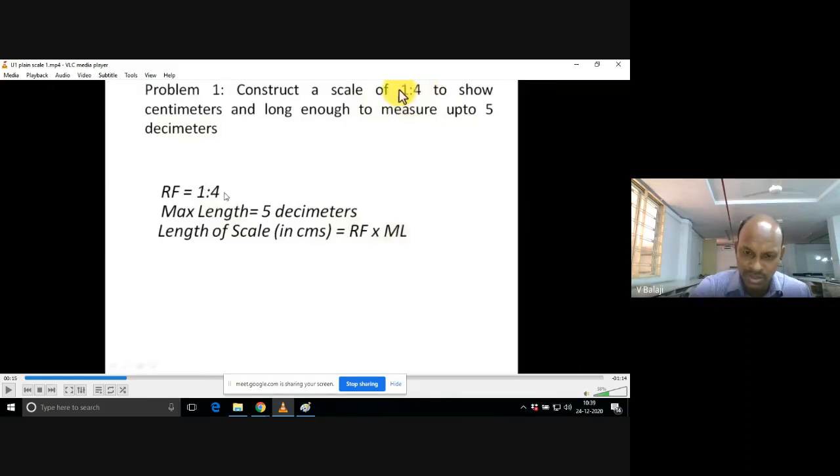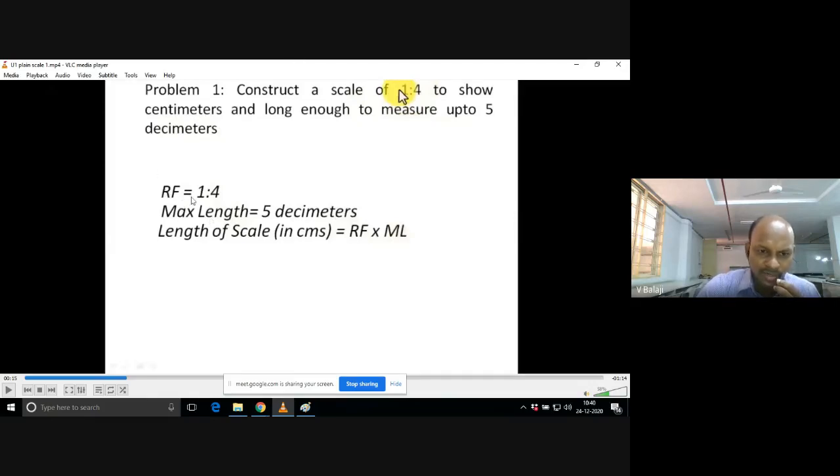So drawing size by actual size is given directly. Otherwise, you note down the formula, which is equal to drawing size by actual size of the object. If nothing is given as 1:4, at least they will give you the relation between actual size and drawing size. Simply take the ratio, convert into the same units, and you will get the ratio. At that time you need to calculate. Here in this problem, RF is given directly. Maybe in problem number 2, RF may not be given directly.